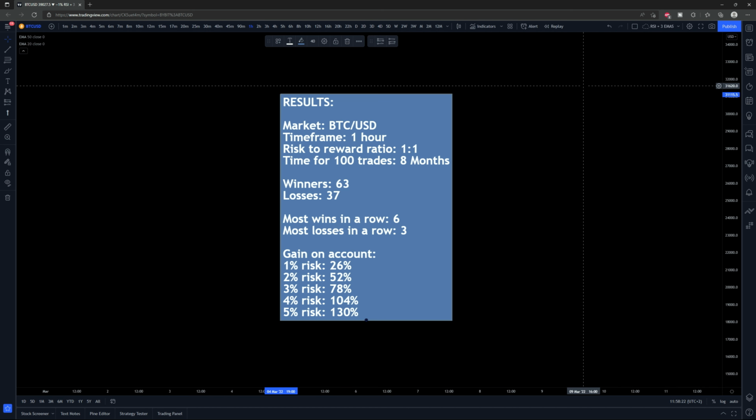So we'll go 16.66, multiply it by our 1% risk gain on the account figure of 26%. So that's a 433% gain on the account in those 8 months if you had risked 16.66% per trade, which would give you a maximum drawdown of 50% on your account equity, just like buying and holding would have. So it's just making that comparison.